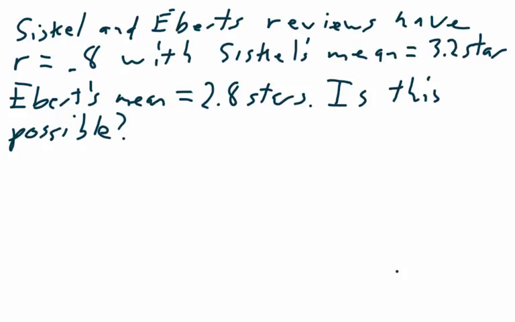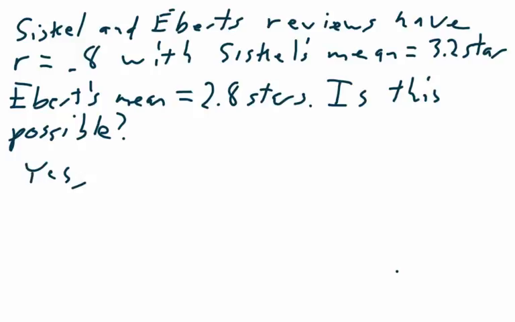Alright, so last thing we're going to talk about is Siskel and Ebert's reviews. Basically had an R equaling 0.8, which is pretty strong. But Siskel's mean was 3.2 stars and Ebert's mean was 2.8 stars. Is this possible? And the answer is yes.